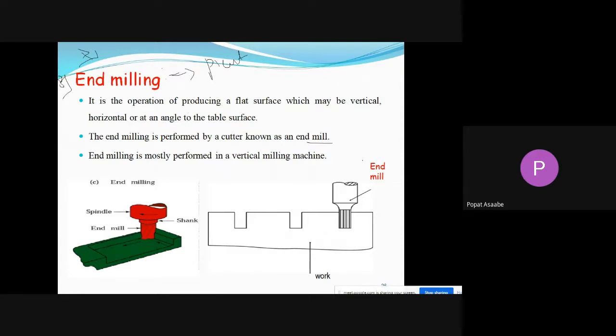What is meant by the end mill cutter? On the end mill cutter, teeth are there on its periphery, and cutting edges are also provided at its bottom.